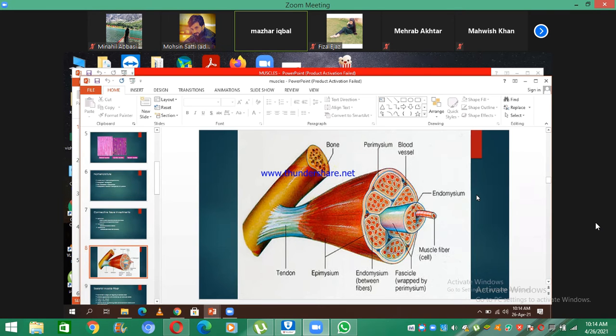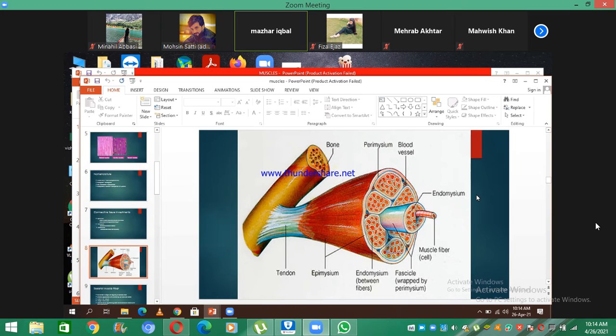These connective tissue coverings have a very special function: the blood vessels, the nerves, and the neuromuscular junctions are running in these connective tissue investments. So muscle fibers group together to form fasciculi, and each fiber is covered by the endomysium. Then the group, or fascicle, is covered by the perimysium, and these different fasciculi together form the muscle, and the whole muscle is covered by the epimysium.